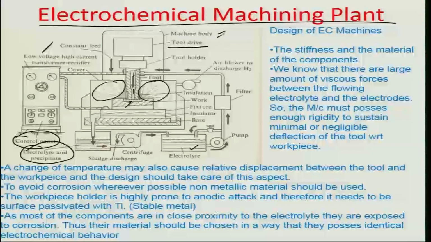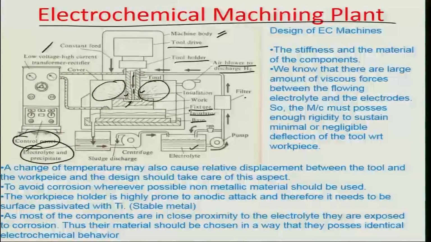Overall, the machine body is highly insulated in nature. There are many regions which have to be protected from the erosion or the corrosion of the supplied electrolyte. There is of course an air blower to discharge hydrogen, a tool holder, and insulation on the tools. You can see these two insulated ends of the tool. There is a working surface, there is a fixture, an insulator and a base.